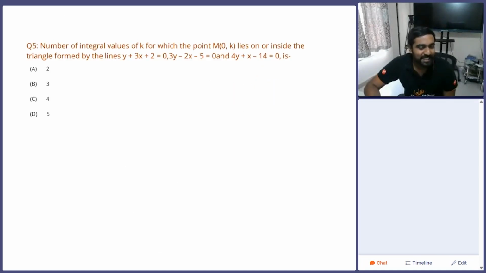Okay, let's go, moving on. What do we have here? Find the number of integral values of k for which this point (0, k) lies on or inside the triangle formed by. This is a pure geometry question.